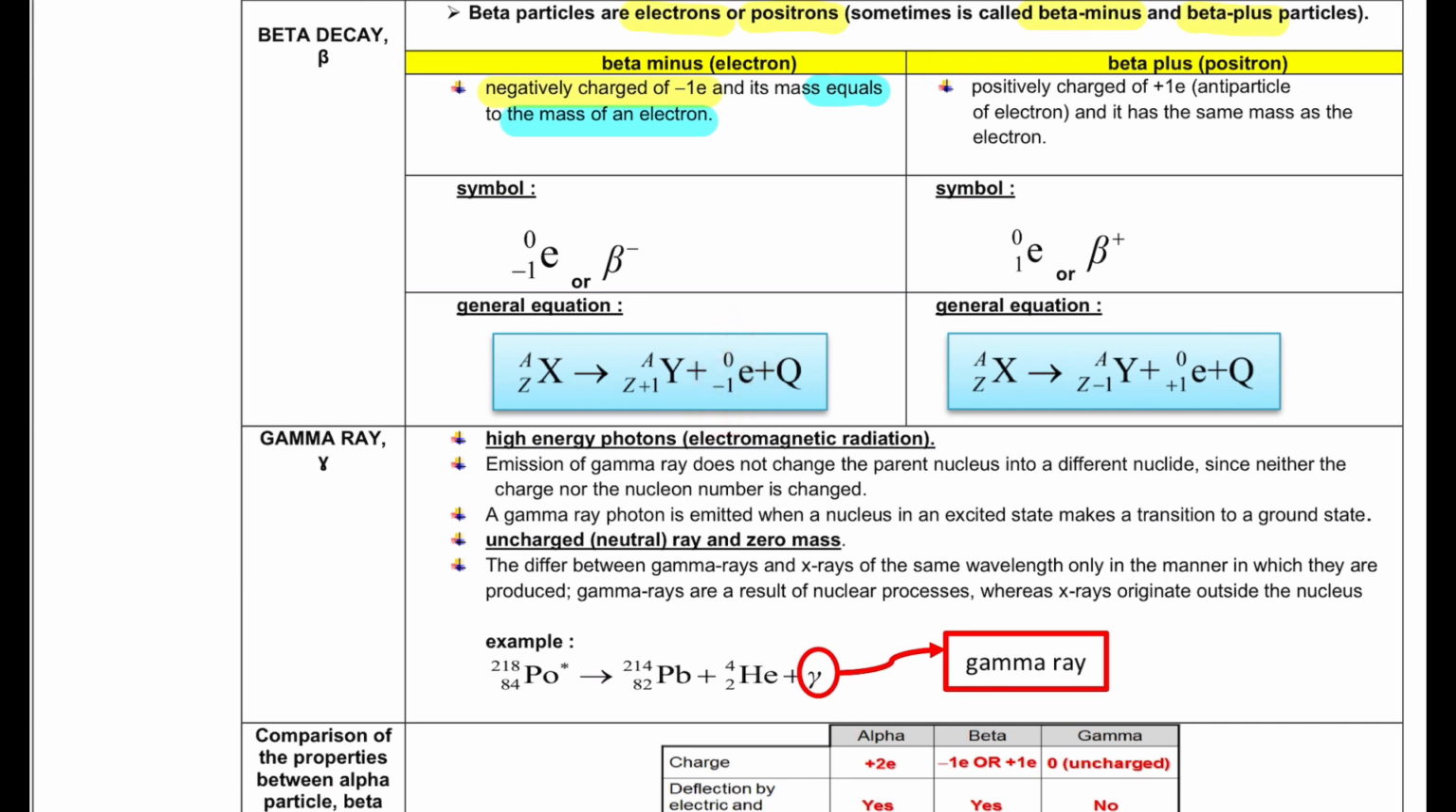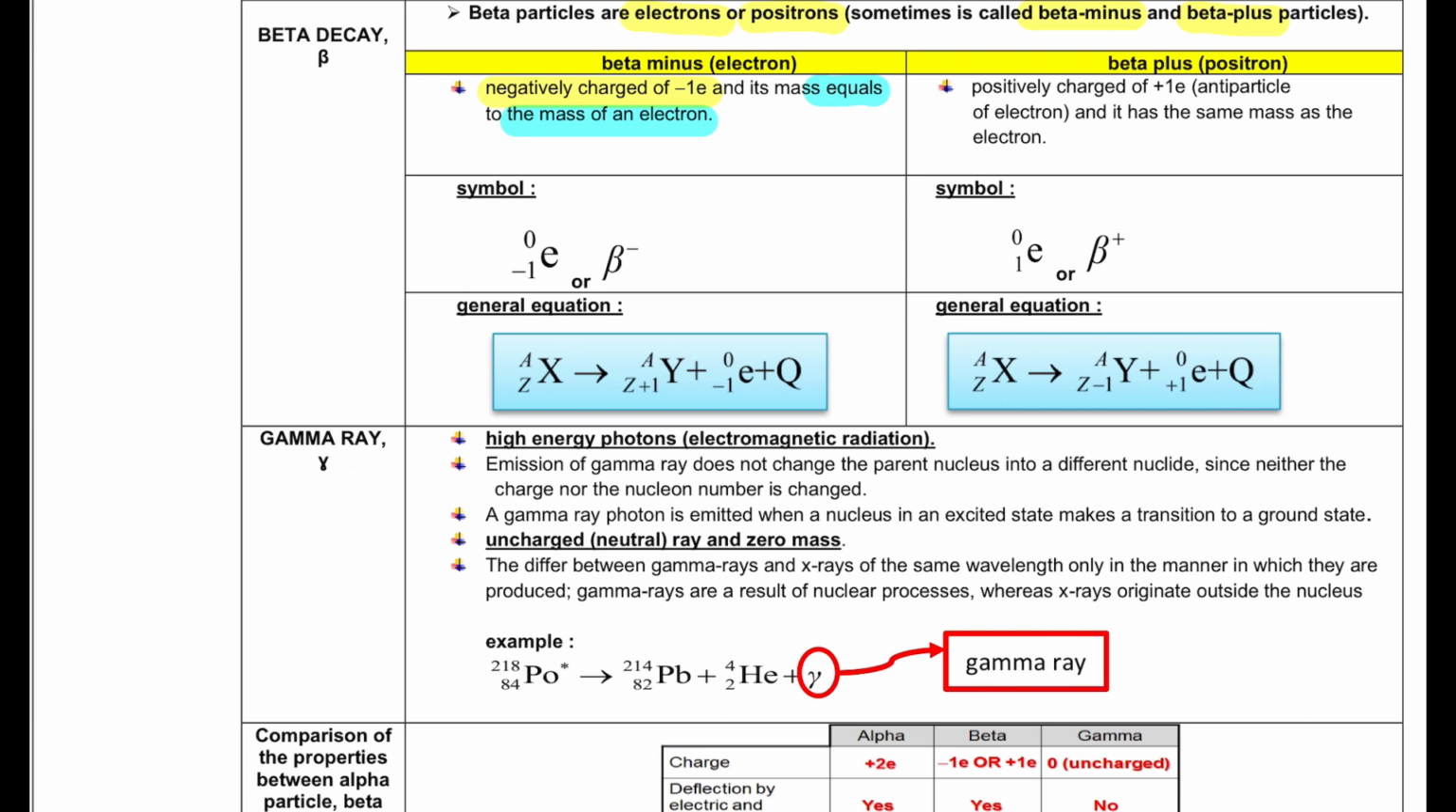And then for the beta plus or positron, it has a positive charge of positive 1e and is the antiparticle of the electron, but it has the same mass as the electron. So the symbol is 0, 1e or beta plus, and the general equation for the beta plus decay is represented by this equation. Okay, the last one is gamma ray emission.